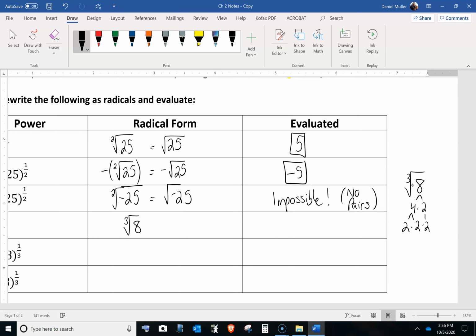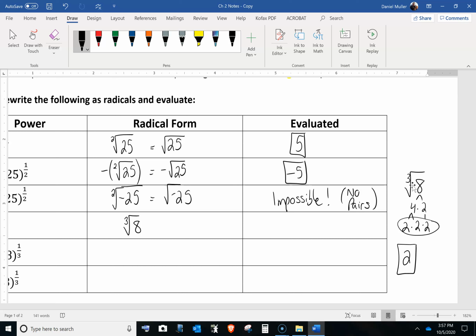Pull down that 2. And because it's a cube root, we're not looking for pairs, we're looking for triples. Sure enough, I do have a triple right there. So the answer is 2, and then you write your leftovers on the inside. However, there is nothing left over, so our answer is just 2.